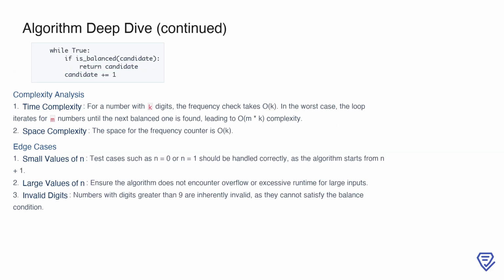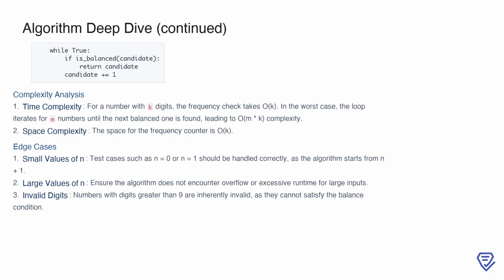The main function continues to iterate through candidates, checking each one using the is_balanced function. If a candidate meets the balance condition, it is returned as the result. Otherwise, the candidate is incremented, and the loop continues. In terms of complexity, the time required to check balance for a number with k digits is O(k). In the worst case, the loop may iterate through m numbers until a balanced one is found, leading to a total complexity of O(m*k). The space complexity is O(k) due to the frequency counter.